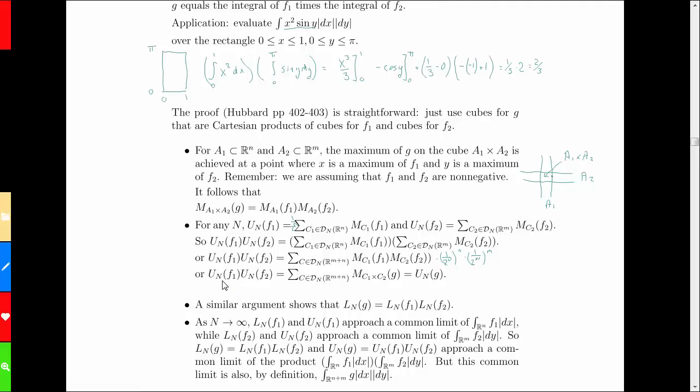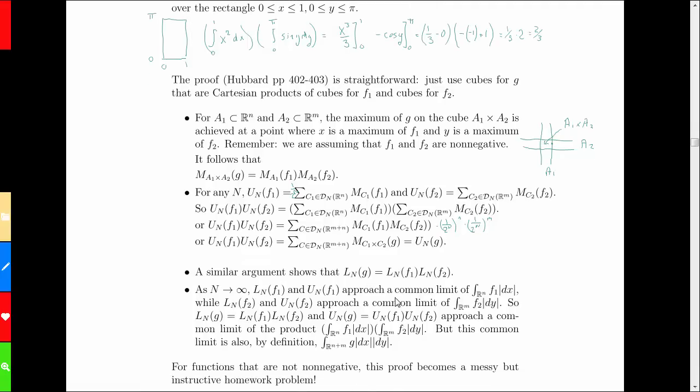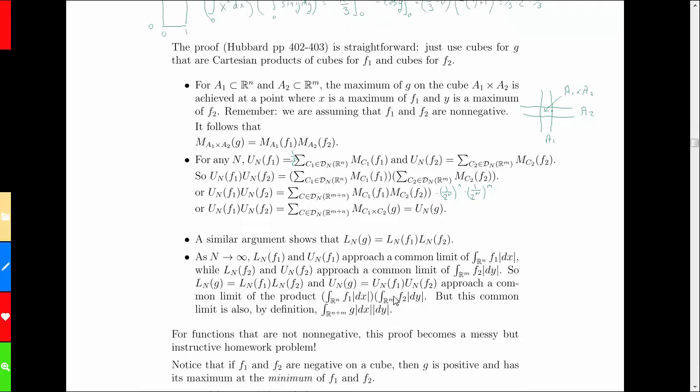So the upper sum for f1 multiplied by the upper sum for f2 is equal to the upper sum for g. A similar argument shows that the lower sum for g is the product of the lower sum for f1 and the lower sum for f2. But now f1 and f2 are integrable functions.